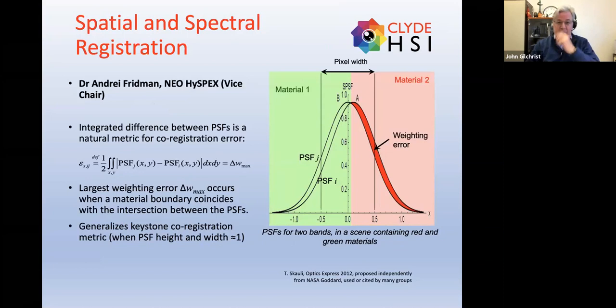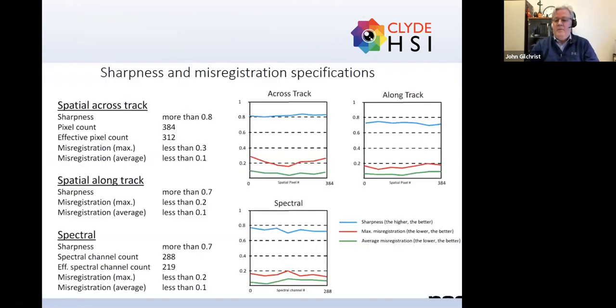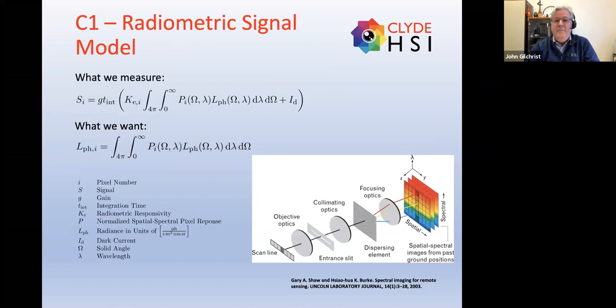And to be able to state this in a way which is sufficiently clear for the normal person to use. So for example, spatial and spectral co-registration. Clearly we can define this mathematically, but it's a misregistration of the spatial and spectral axes. And we've come up with an idea of representing this in terms of sharpness of a camera and effective pixel counts, and then a misregistration value.